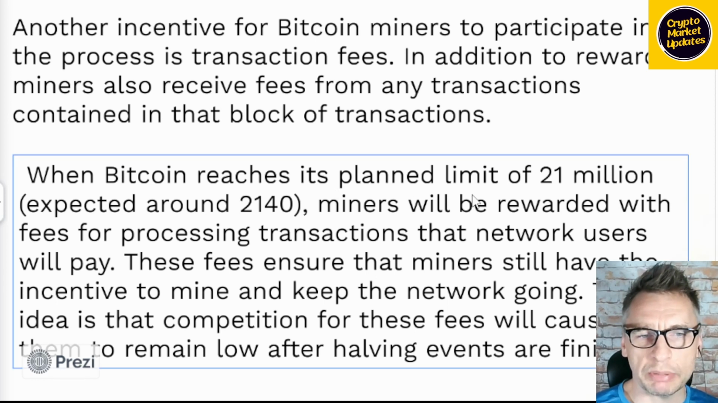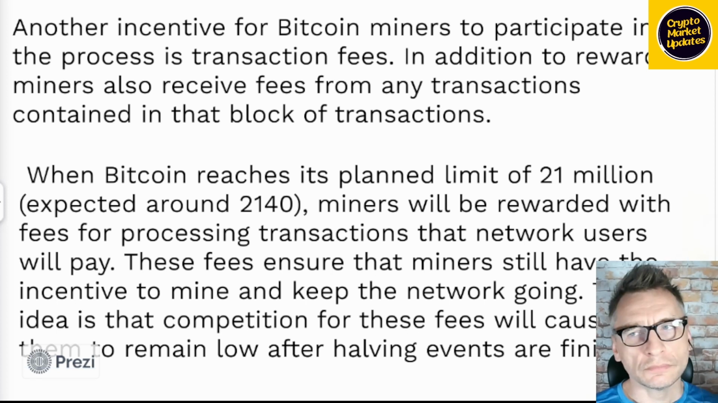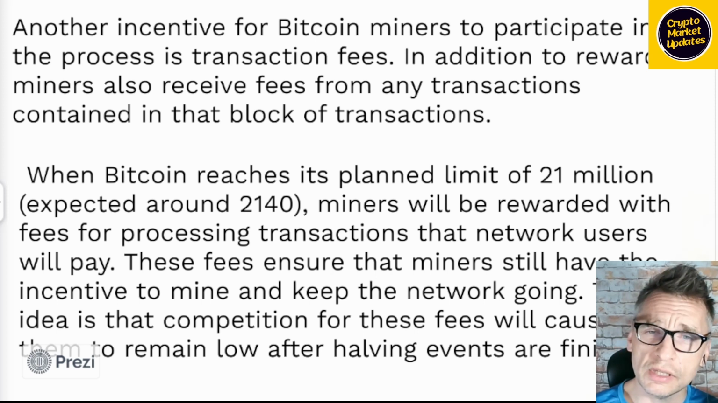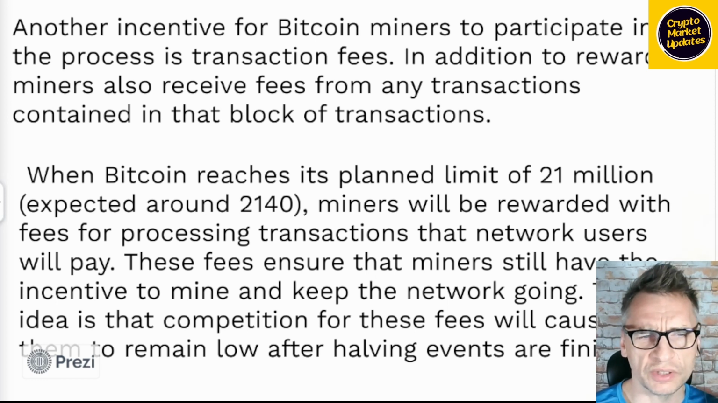Bitcoin will reach its planned limit of 21 million expected around the year 2140, so there's another, I guess, 120 years to go before Bitcoin reaches its 21 million supply. Which I will not see in my lifetime. Quite possibly my kids could see it, maybe, probably not even them. It's going to be my grandchildren.